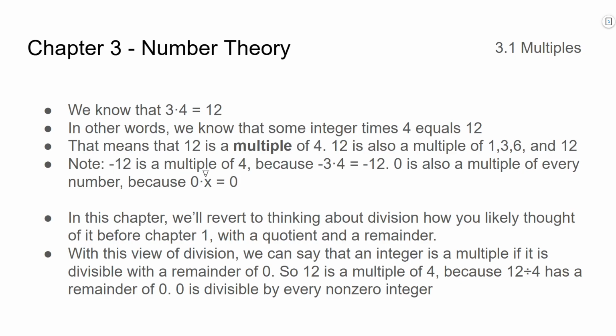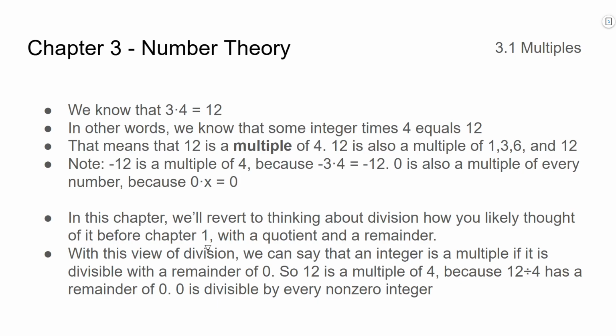Negative 12 is also a multiple of 4 because you can still get to negative 12 starting from 4. So if you're at 4 and you multiply negative 3, then you get negative 12. So you can still make negative 12 with positive 4. So negative 12 is a multiple of 4. 0 is going to be a multiple of every number because you can always make 0. So, 40 billion times 0, you get 0. So you can always make 0.